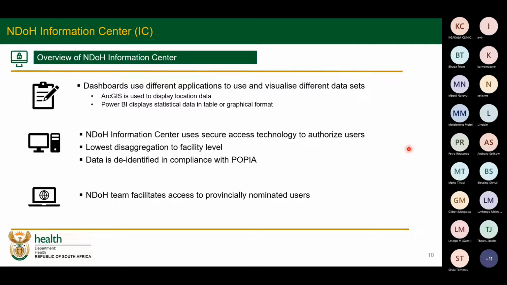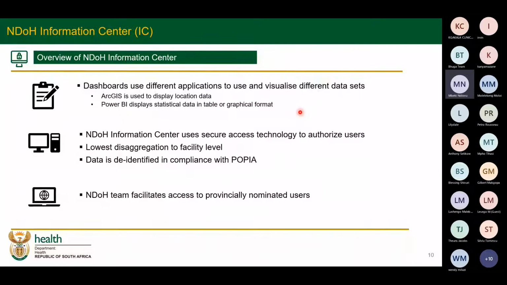On the overview of the NDoH Information Center, I think it's important to highlight that the dashboards that we have on the system use different applications to use and to visualize different data sets. So we have ArcGIS, which is used to display location data. We have Power BI, which displays statistical data in table or graphical format.